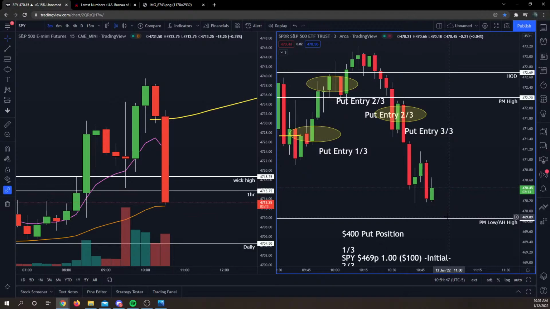Now we're looking at our daily support, 4704 for futures. We do have mental support, remember that psychological level at 4700 on the futures. Anticipate a little bit of a push there, but I'm fully anticipating us bouncing off of our daily support at 4704.